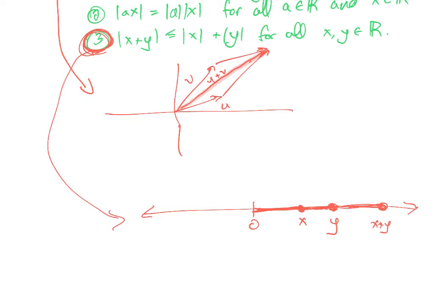Okay, so the name triangle inequality comes from what it does in the plane. And this is just, if we simplify things, we make our vector space just the real numbers instead of the plane, this is what that triangle inequality becomes. Okay.